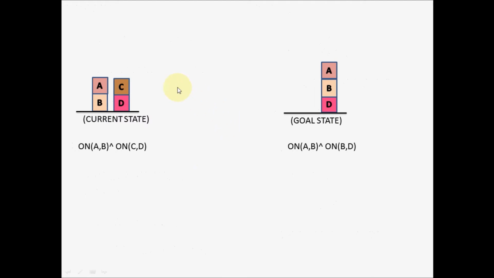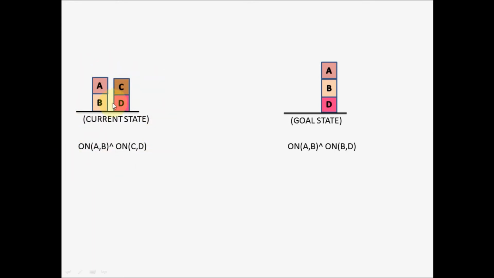Assume that the current state that is given to you is this, wherein block A is residing on block B and block C is residing on block D. So this is my current state. I will also call it the current world. So this is my current world, how it looks.